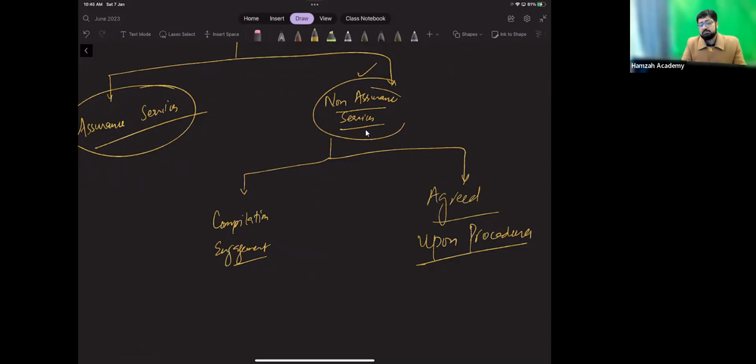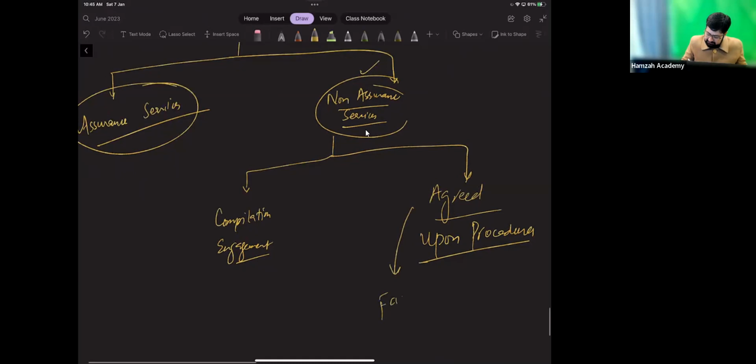Second example, a fraud occurred in the company. Now management wants the auditor to investigate the fraud, quantify the amount of loss, and identify who has done the fraud, the fraudster. Okay, we will do that. Agreed upon procedure. Basically, they are fact finding engagements. Fact finding engagement. That's it. No assurance.